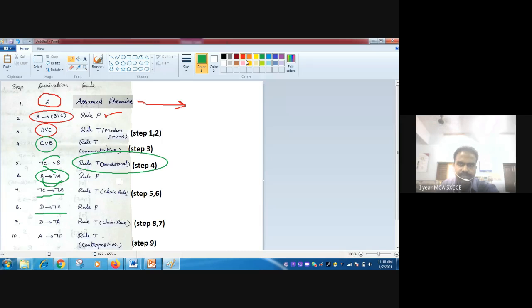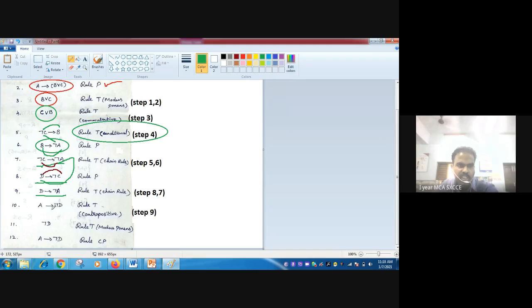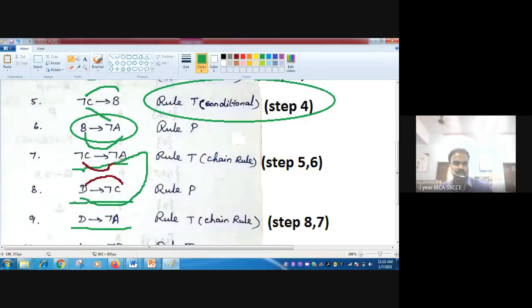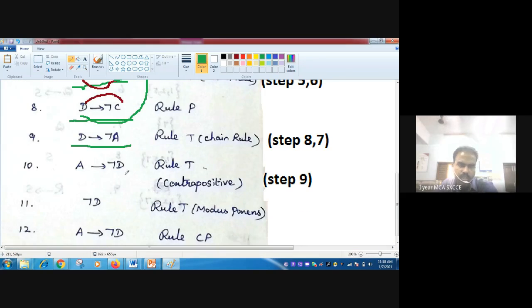Step 7 and 8: D goes to negation C, then negation C goes to negation A. Therefore, directly we can write D goes to negation A. This is by chain rule. And the 10th one is A goes to negation D. This is the contrapositive, obtained from step number 9. If we apply the contrapositive on step 9, how does D goes to negation A change?